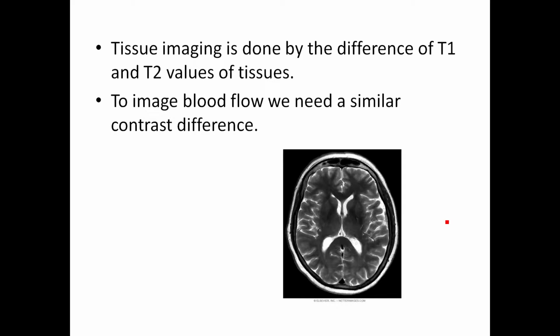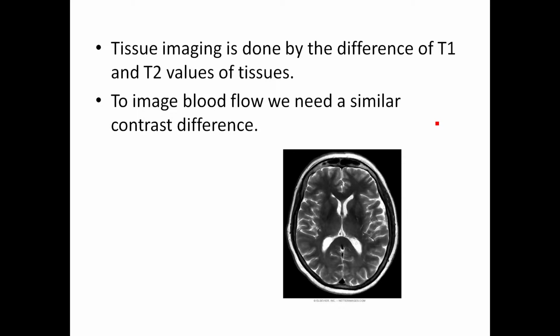Magnetic resonance imaging is done using the difference between T1 or T2 values among the tissues, like the white matter or the gray matter of the brain. The difference between the T1 and T2 values causes a contrast in the received signal between the tissues, and the image corresponds to a brighter side or a darker side. To image the perfusion, we also need to use a contrast similar to this.